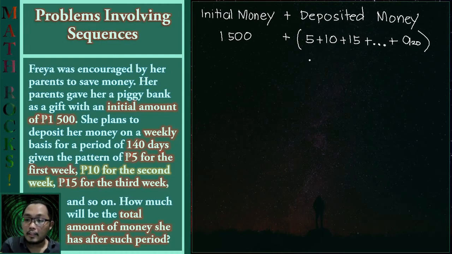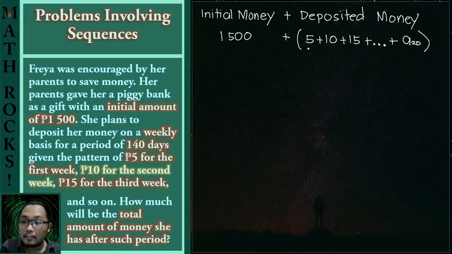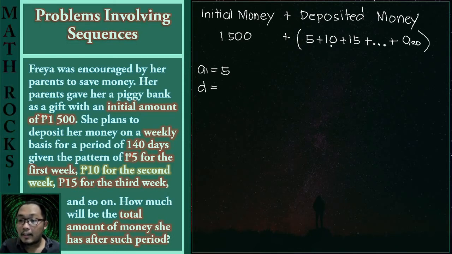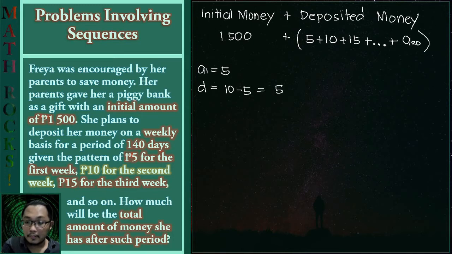Looking at the information that we have in this illustration, our a sub 1 would be 5, while the common difference can easily be determined by having the second term minus the first term, which has a value of 5. And the formula for the arithmetic series that we would be using here, obviously, is the formula that only requires such quantities as a sub 1 and the common difference.